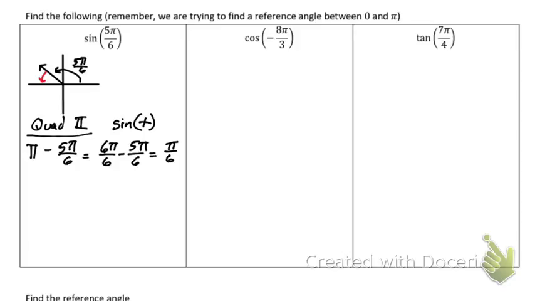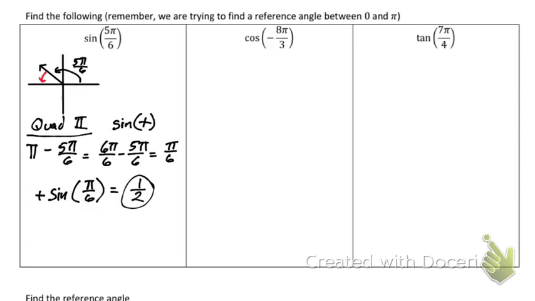So rather than trying to figure out what sine of 5 pi over 6 is, I can just figure out what the positive version, which it already is, of sine of pi over 6 is. And what's the sine of pi over 6? Yeah, it is going to be 1/2. I think I overused the 1/2 answer here.